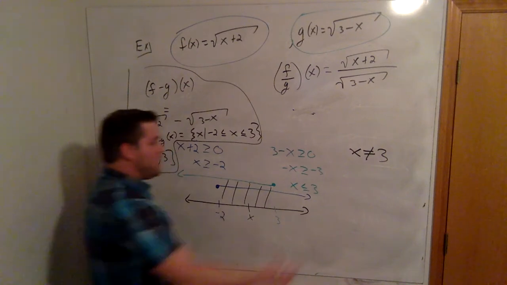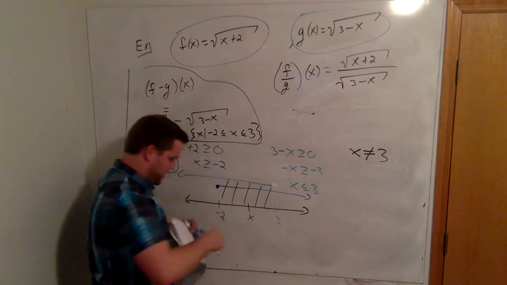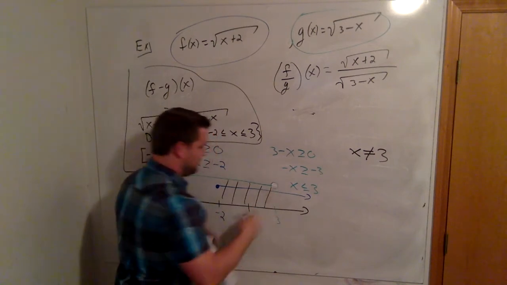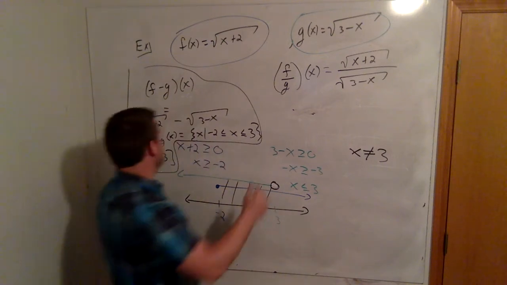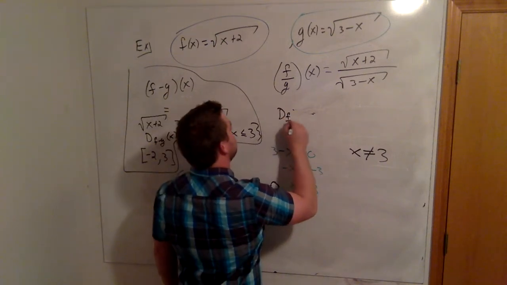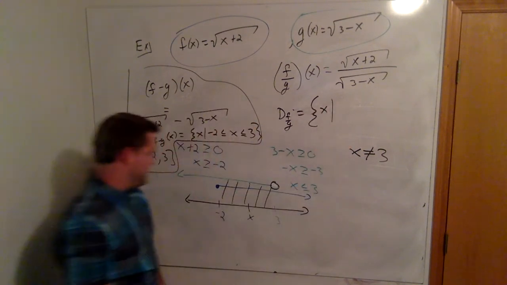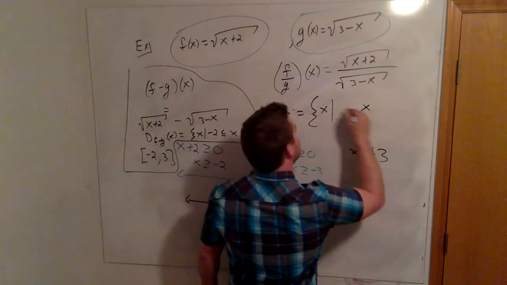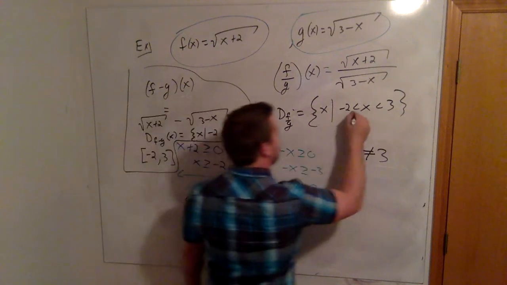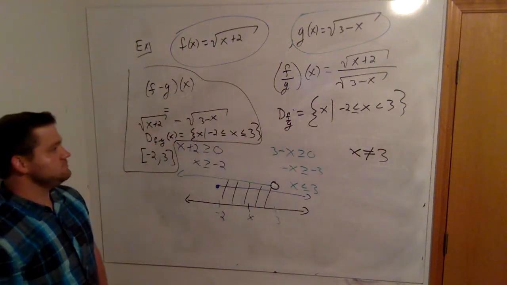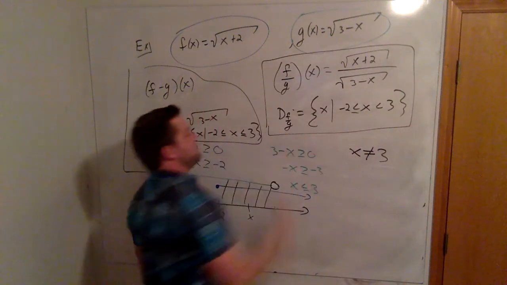So now if I want to slap on that x can't be equal to 3 here, what I'm going to do is put an open bubble right here. Maybe I'll do that in black. So now we have that the domain of f divided by g is going to be all x such that x can be between -2 and 3. It can be -2, but it can't be 3. So this is f divided by g, and this is the domain of f divided by g.